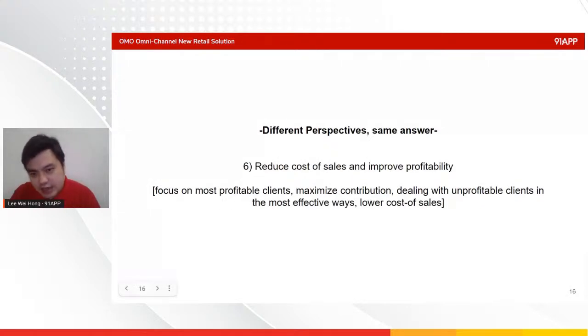And the last one: how do you reduce the cost of sales and improve profitability? Like just now when I said, in fact, out there, I'm not sure whether you guys know that ever since Apple improved their privacy policies, they no longer feed back all this data by default to the advertisers.